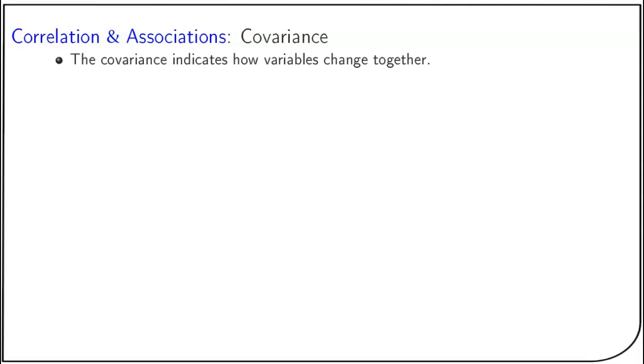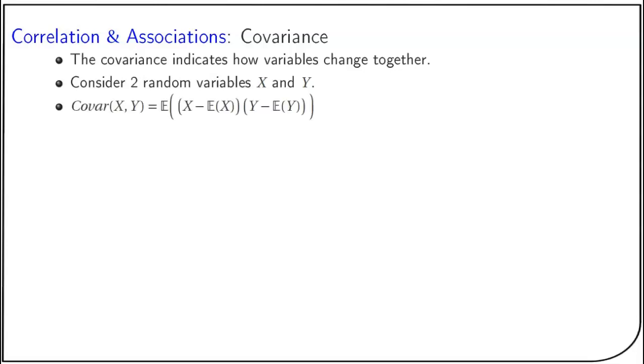To investigate associations between variables, one of the simplest metrics to start with is the covariance. Essentially, the covariance tells us if two variables tend to move in the same direction or not. To formally define covariance, let us consider two variables, which we call x and y. The covariance of x and y is given by this expression.